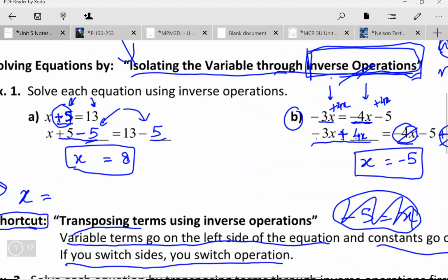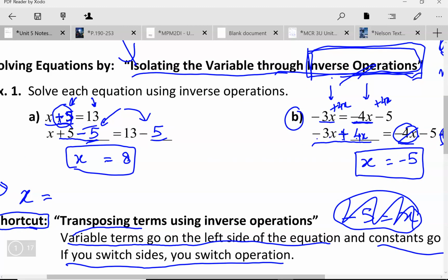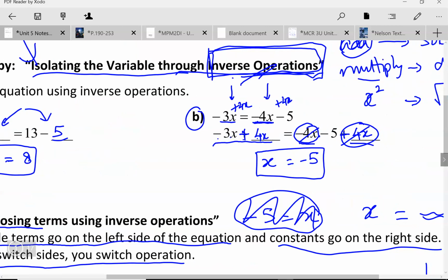So in a simple case like x plus 5 equals 13, the variable is already on the left side, which is nice, so I want to get rid of the 5. Actually, that might be too easy an example. I'll do this example. The idea here is I want to collect all my variable terms together, so I'm going to move this 4x over to the left-hand side because I want my variable on the left-hand side.